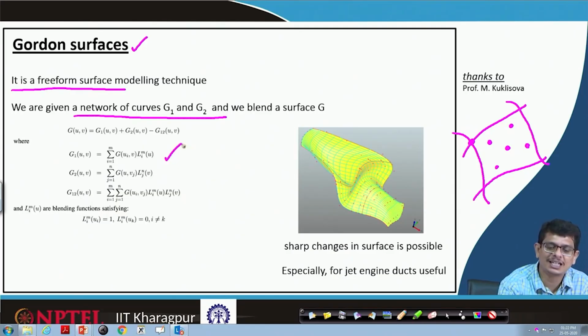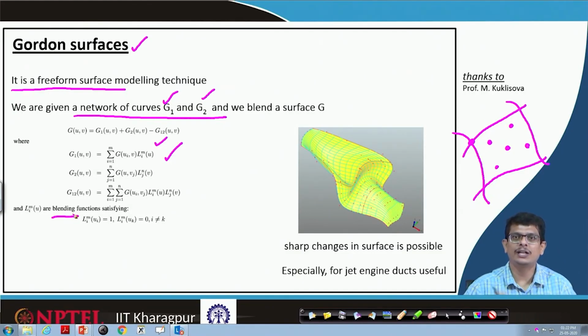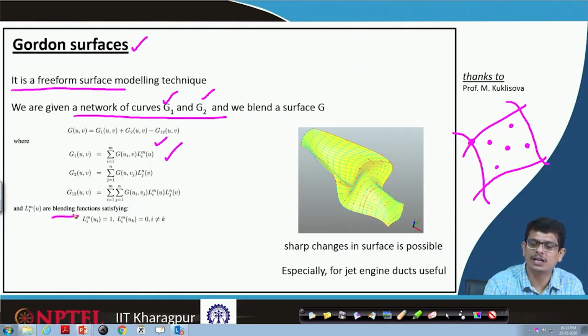It satisfies certain relations: the G1 curves, G2 curves, and the intersection of these G1, G2 curves are supposed to satisfy certain blending functions. For example, if you have drastic variation on a surface, like when you are making an automobile engine cylinder where mufflers will be there, sudden changes in the pipeline structures will be there, then the easiest way to construct it is with these Gordon surfaces.